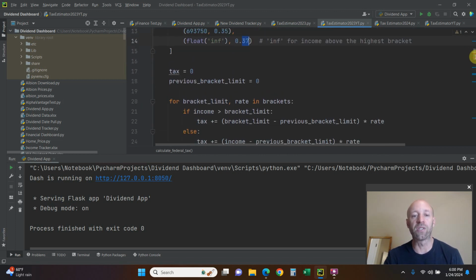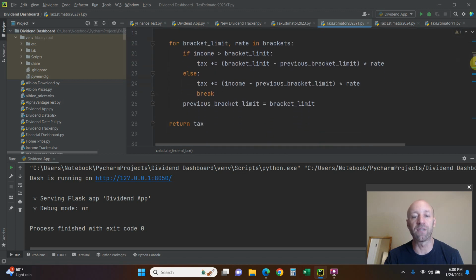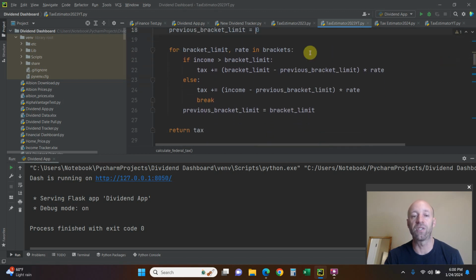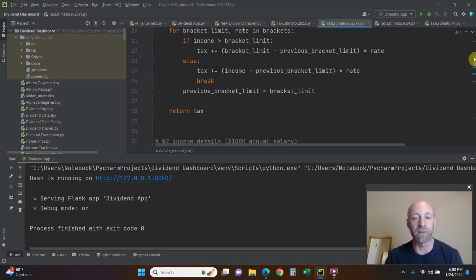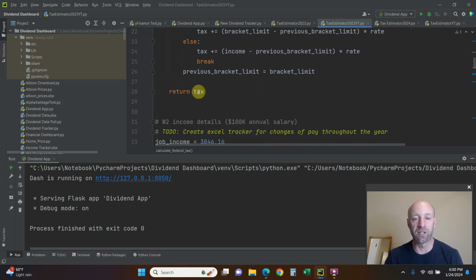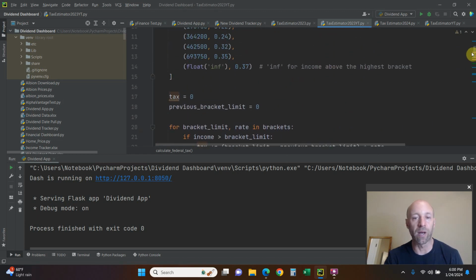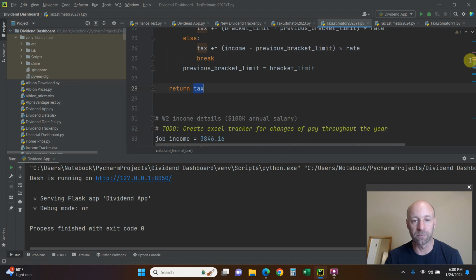Then we start off by setting the tax and the previous bracket limit at 0. Like I explained in the previous video, this code has not changed. It goes through the bracket limit and rate. Then it says if the income is greater, you go to the next bracket limit, and it keeps tracking the tax and the rate for each one, and then returns the tax. All right, so that's how we iterate through the US's progressive tax system.